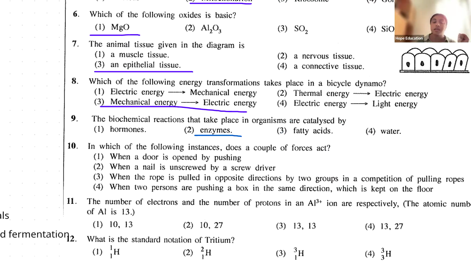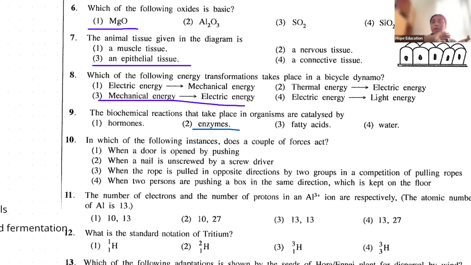In which of the following instances does a couple of forces act? What is the answer to this? Okay. When a door is opened by pushing, there is a rotation, but that is not a couple of forces. A couple of forces acts in opposite directions, like a steering wheel. When you rotate a steering wheel, there are two forces acting in opposite directions, so that is a couple of forces. The rotation goes to one side, either anti-clockwise or clockwise. So when you are opening a door, there is no couple of forces. There is a rotation, so there is a moment, but it's not a couple of forces.